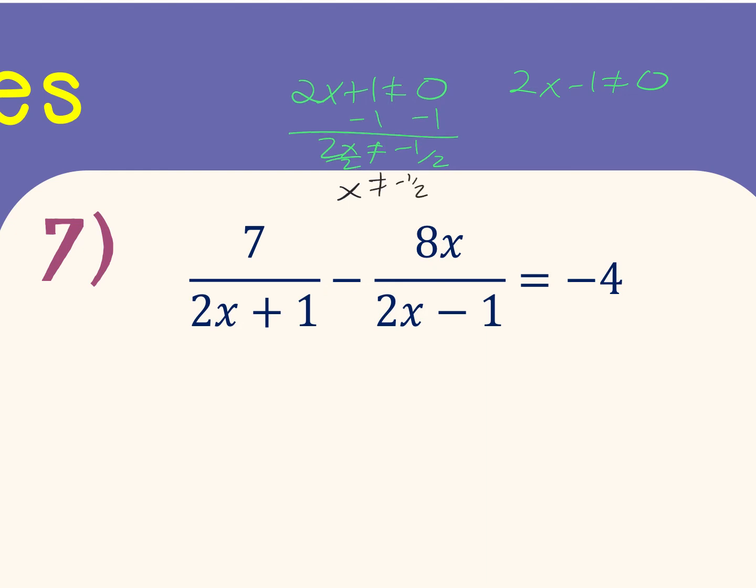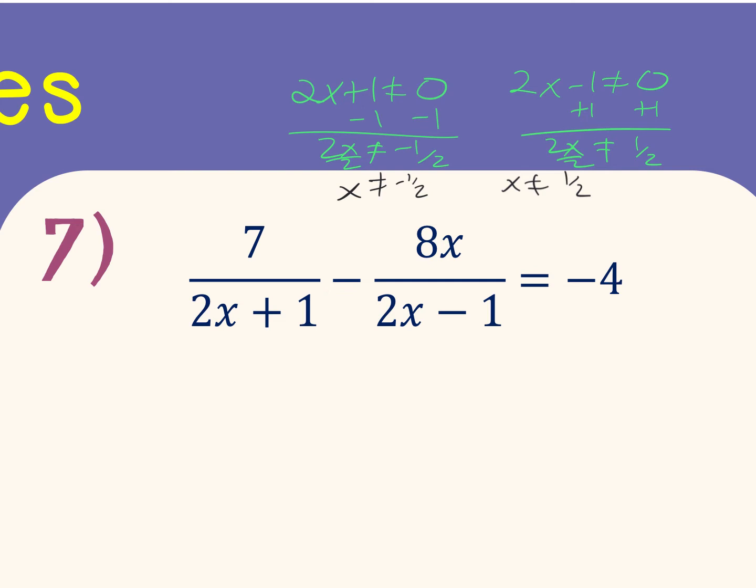And then if I do the same thing over here, 2x equals 1, divide. So x can't be positive 1/2 or negative 1/2 if I get that as my answer. So let's go ahead and let's solve this.